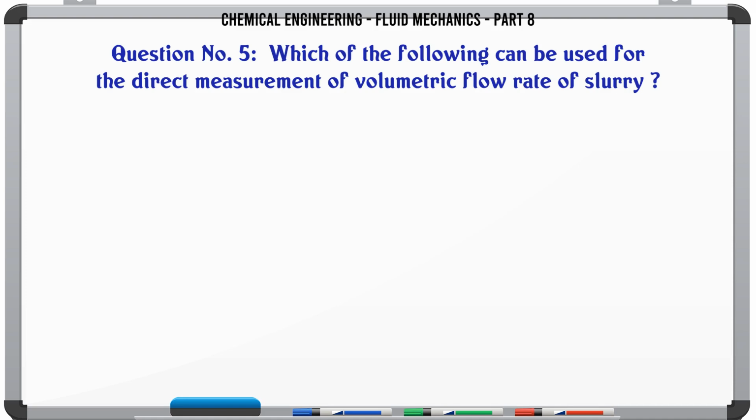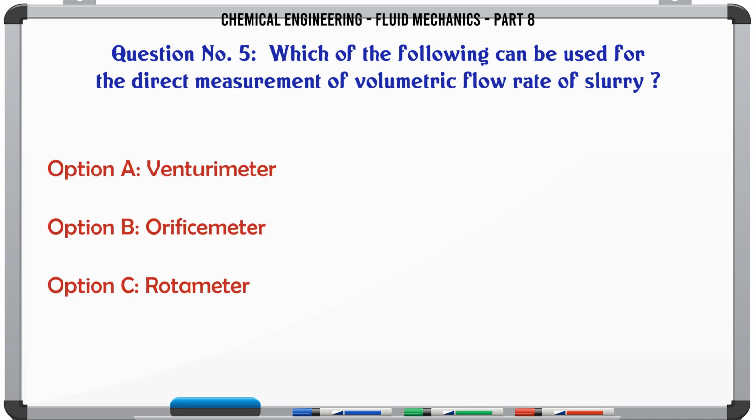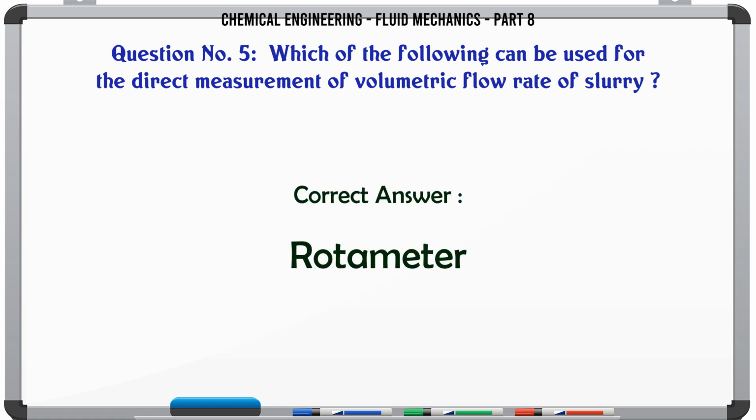Which of the following can be used for the direct measurement of volumetric flow rate of slurry? A. Vena contracta, B. Orificemeter, C. Rotameter, D. Pitot tube. The correct answer is rotameter.